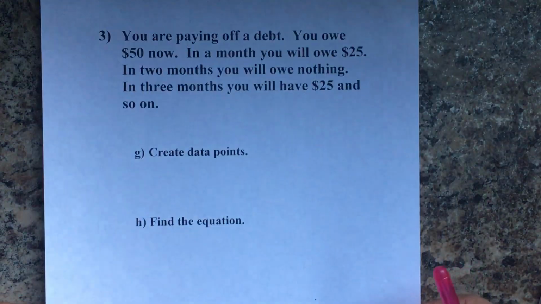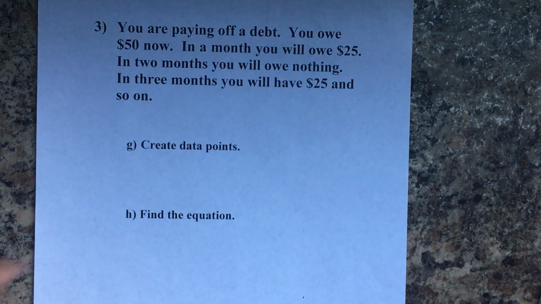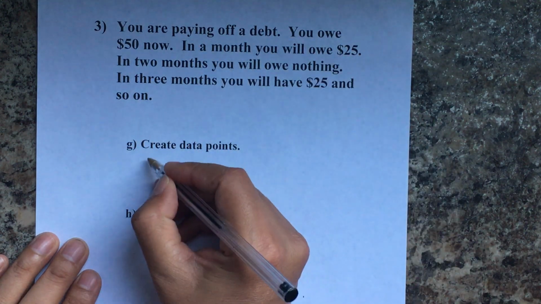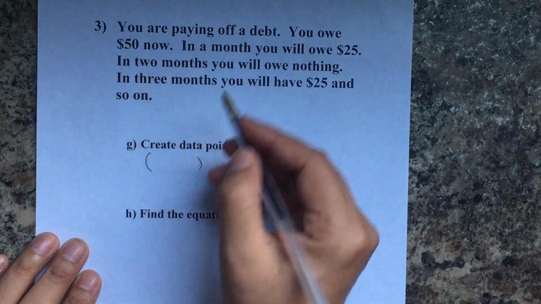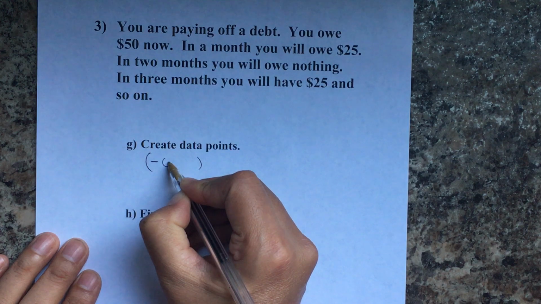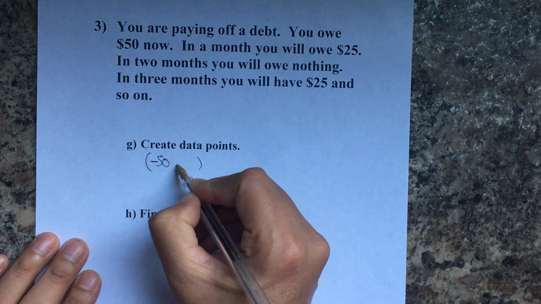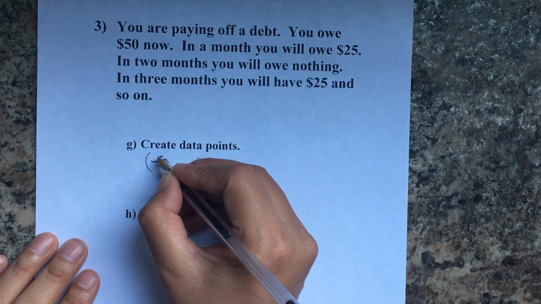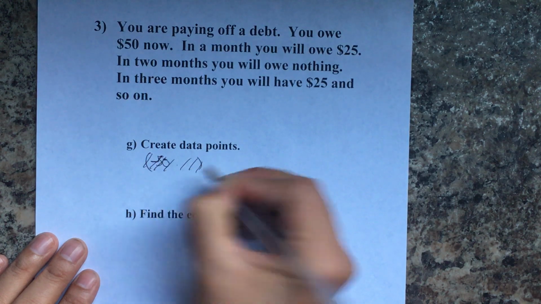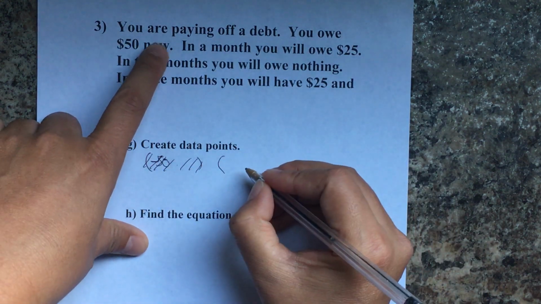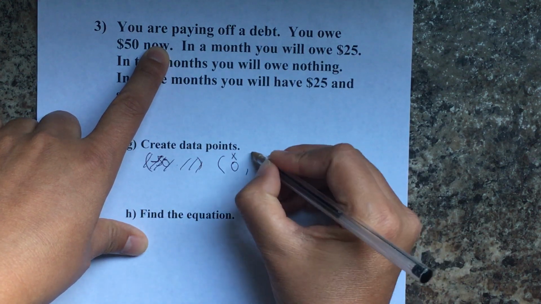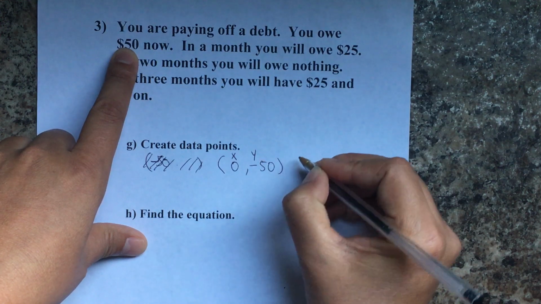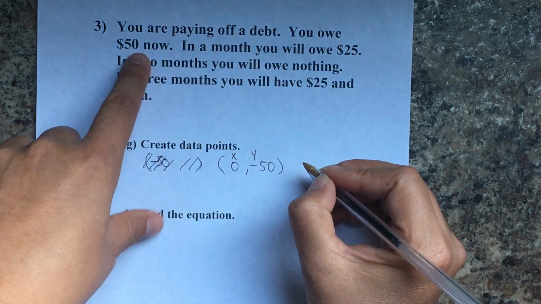Okay, let's do one more example, and this one says you're paying off a debt. Oh, deuda. That means negative money. You owe $50 right now. Debt means negative, negative 50. Sorry, the right now is for the X. Y is the money you have. So it's negative 50 because it's debt. Deuda. You owe means debes.